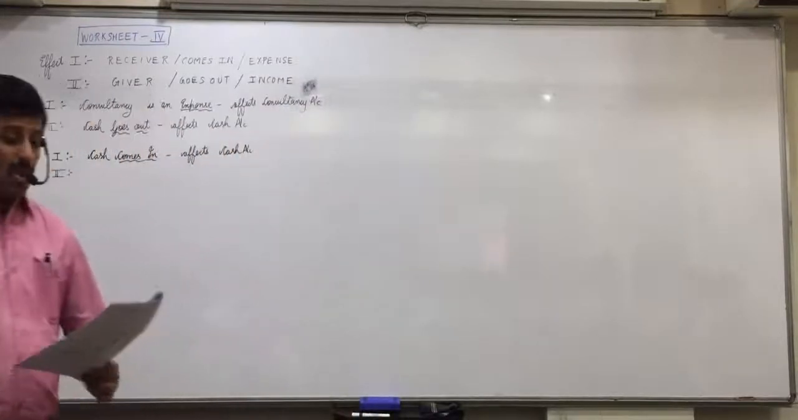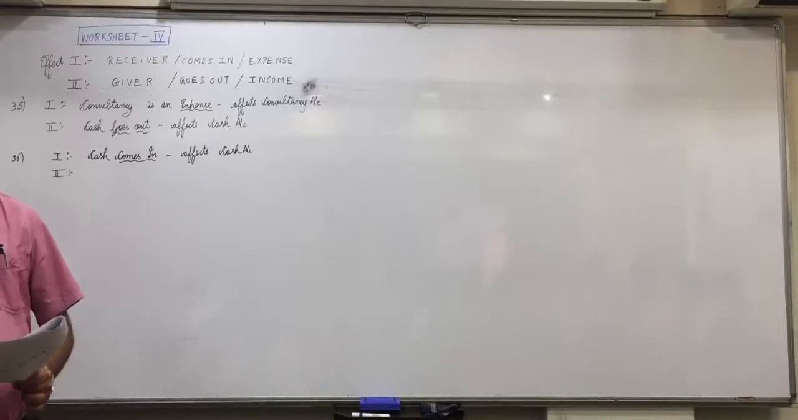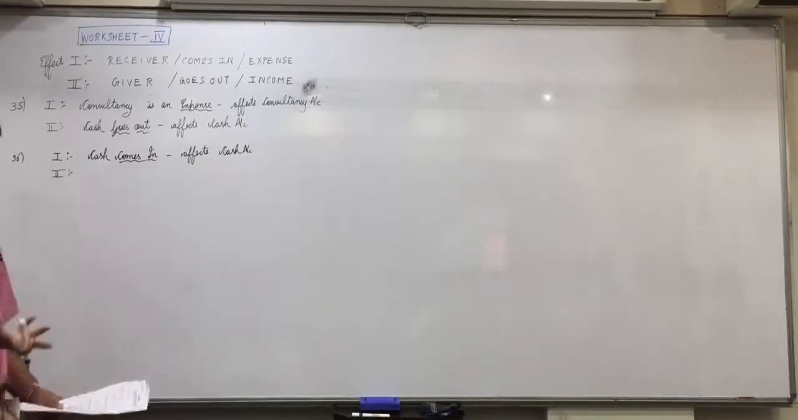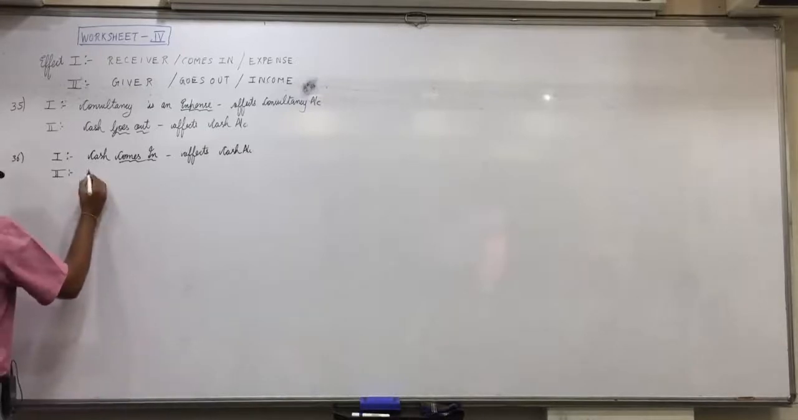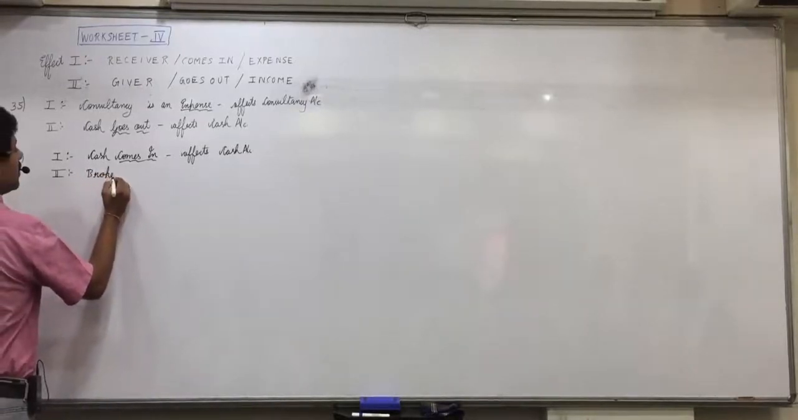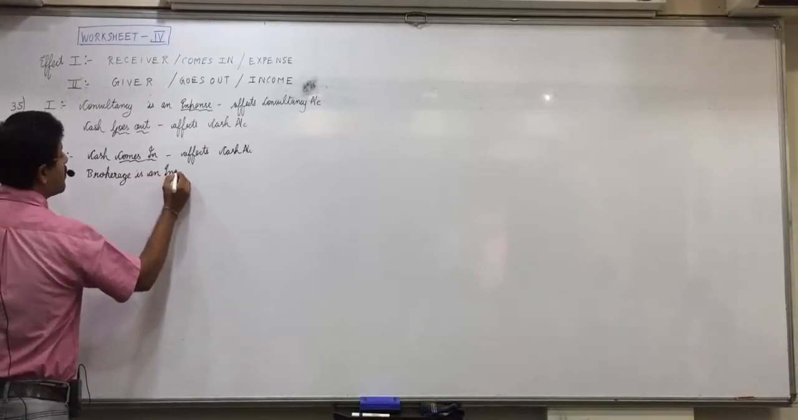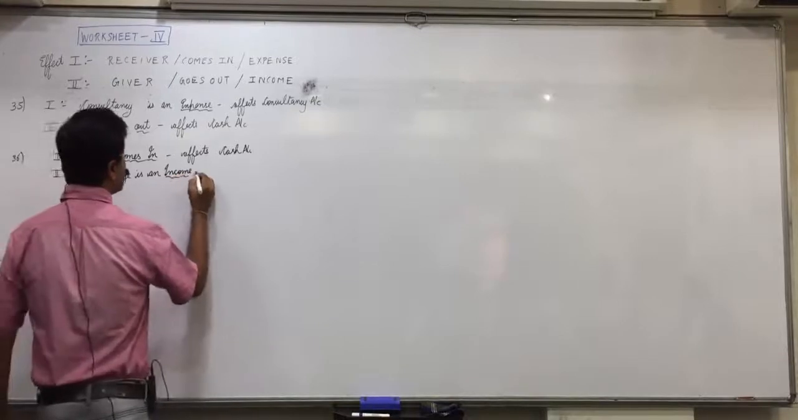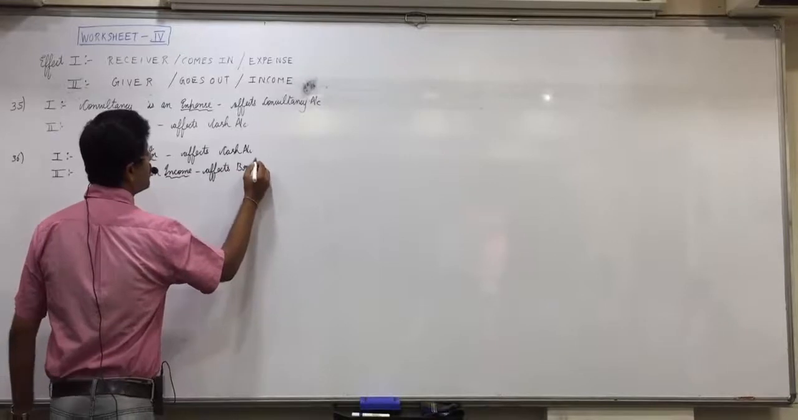Now, effect 2, first question, who is the giver? No name is given, no one is the giver. What goes out? Cash cannot come in and go out both. So, nothing goes out. Which income is earned? Brokerage. Received brokerage means brokerage is an income. Here we get the third answer. So, brokerage is an income, affects brokerage account.